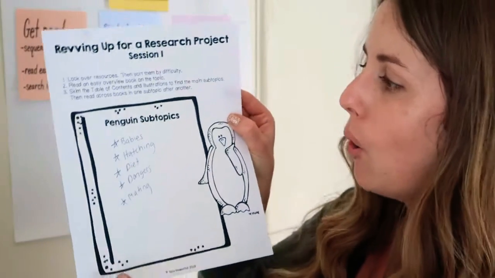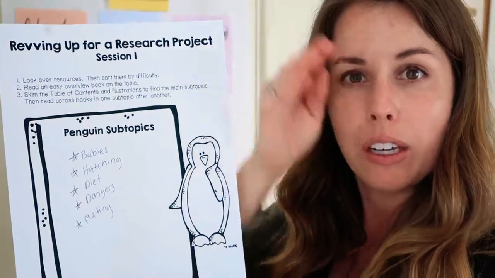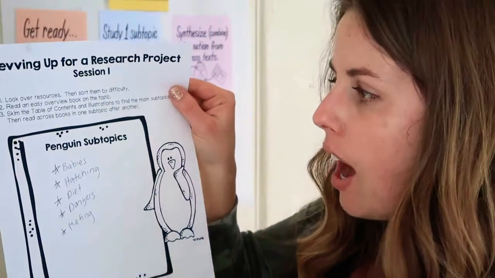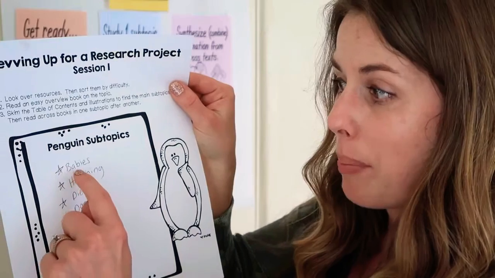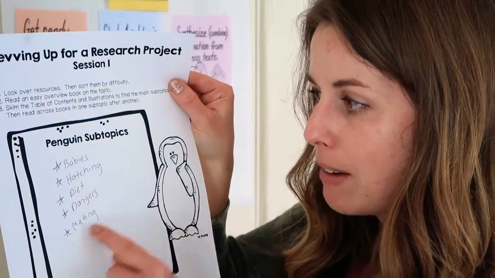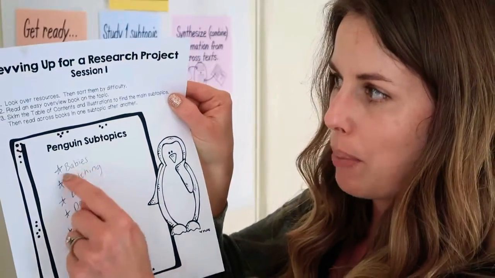On Wednesday, when I did this work, I made a whole list of different subtopics about penguins through looking through and seeing the table of contents and the different subheadings from my books. I saw subheadings or subtopics like babies, hatching, diet, dangers, and mating. I decided I want to focus on this subtopic for today, okay?